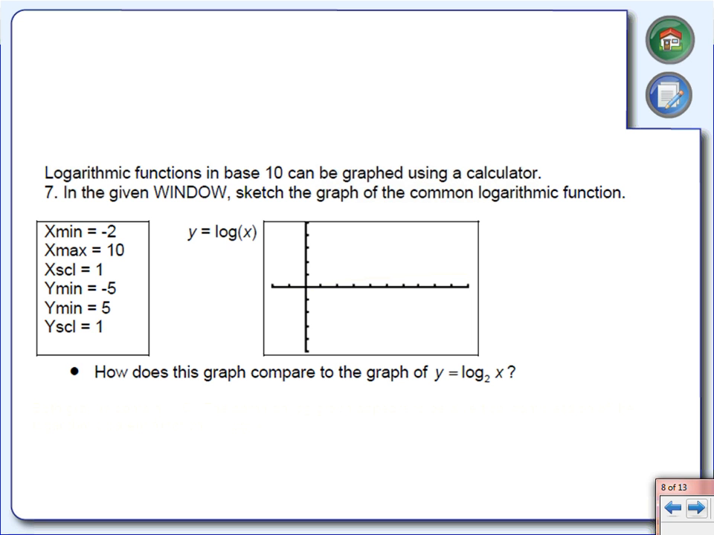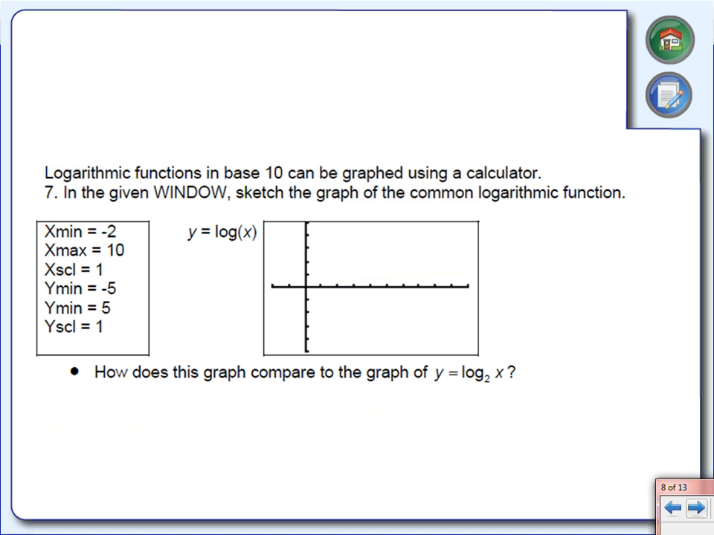All right, once you get your window set up, what you're going to graph for me is log of x. That's this one right here. So go to y equals and type in for me log of x. Then I want you to give me a sketch of what you see on your calculator. Doesn't have to be perfect. This is just a sketch.